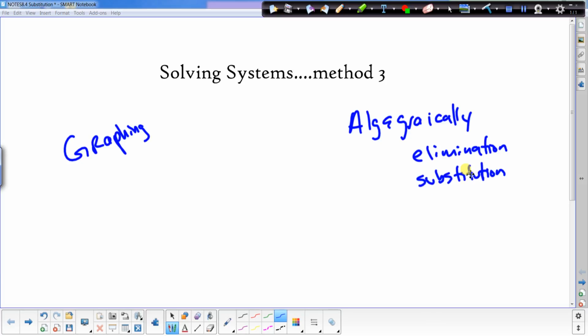The better you are at both, the better you will be at solving harder problems. If you do them only one way, some problems are going to be really hard. So you want to try to practice both of them. So here's our new method called substitution.